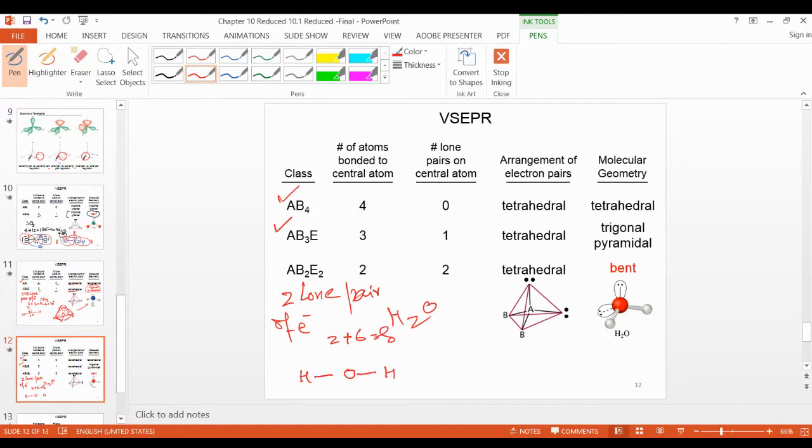You will make bonds, 4 electrons. So 8 minus 4 is equal to 4 electrons left. And now where do you put the 4 electrons? Where will you put these 4 electrons?